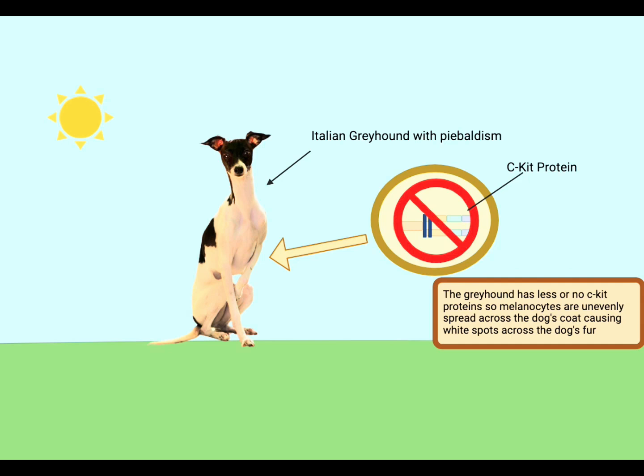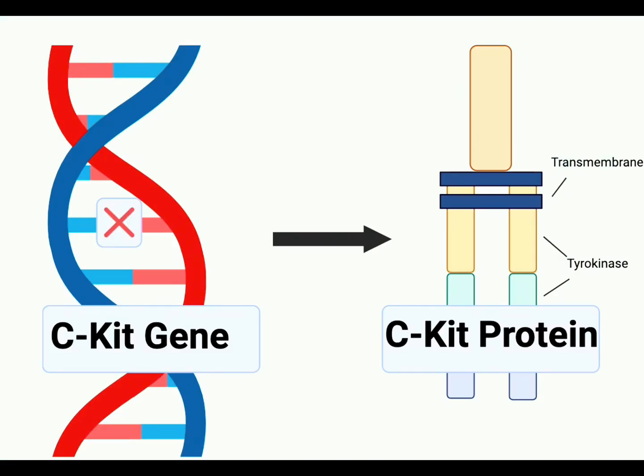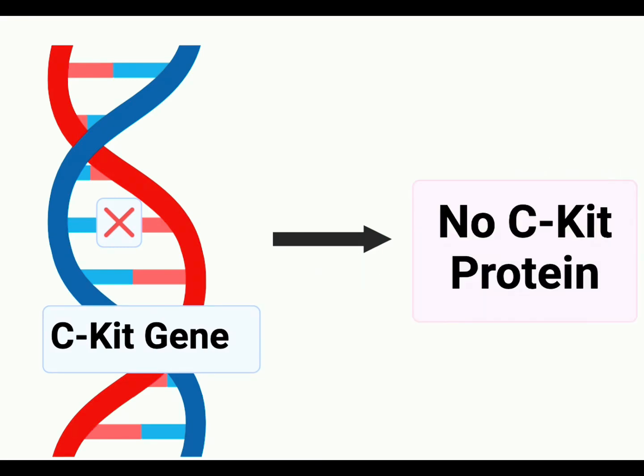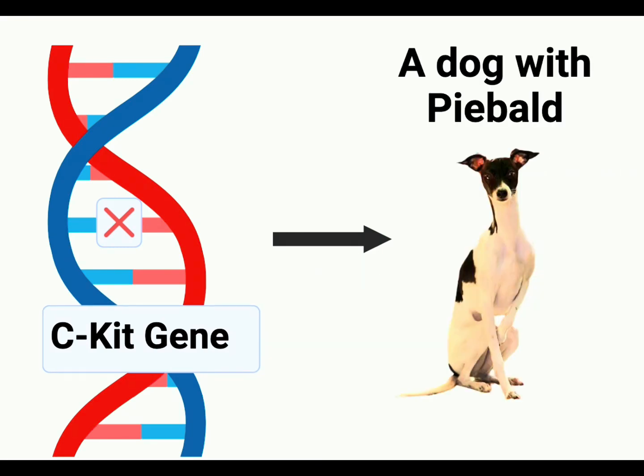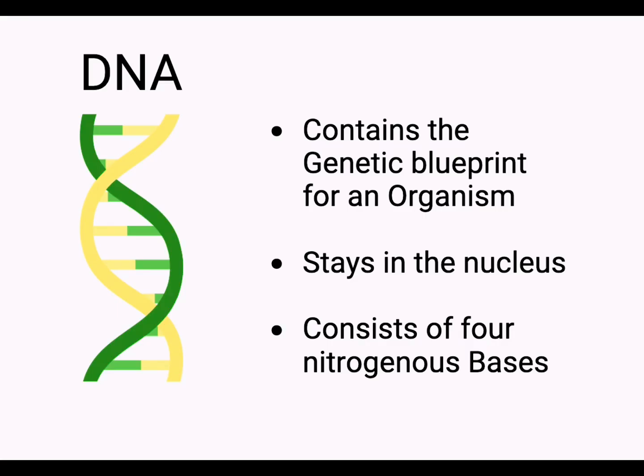Piebaldism occurs when the mutation on the c-KIT gene causes the c-KIT protein to be absent. In the absence of the c-KIT protein, melanocyte cells are unregulated and randomly spread across the coat of a dog's fur, causing white spots that you can see on Italian greyhounds. Piebaldism occurs due to changes in the DNA or genetic code, particularly in proteins like c-KIT.